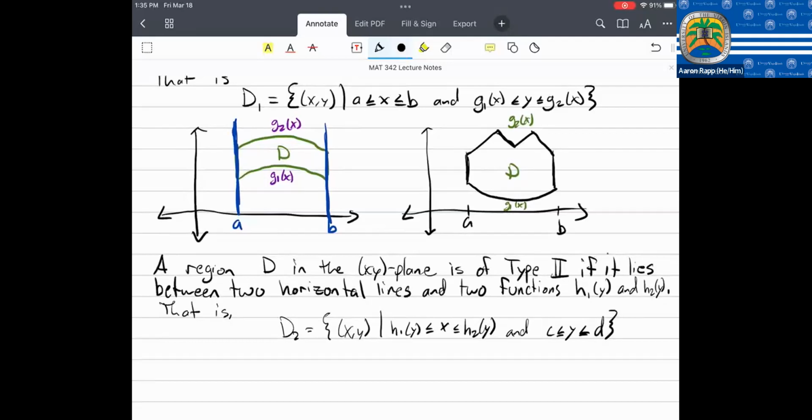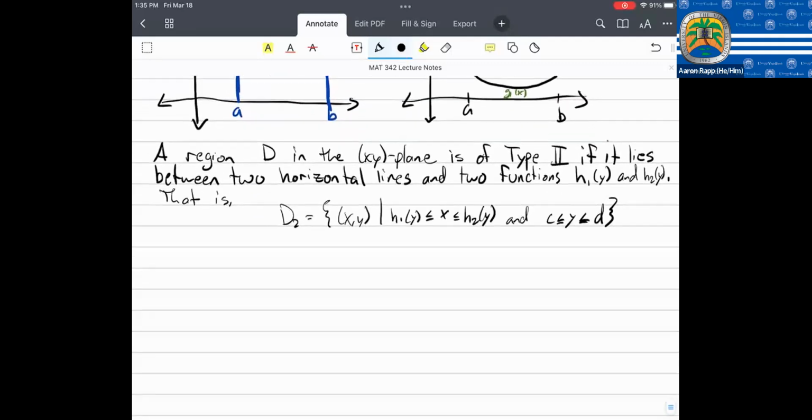Two horizontal lines are essentially saying vertical lines with respect to the y-axis. Usually, since we like to keep the y-axis vertical and x is horizontal, we're saying there's two horizontal lines there. And your images for this look something like the following.